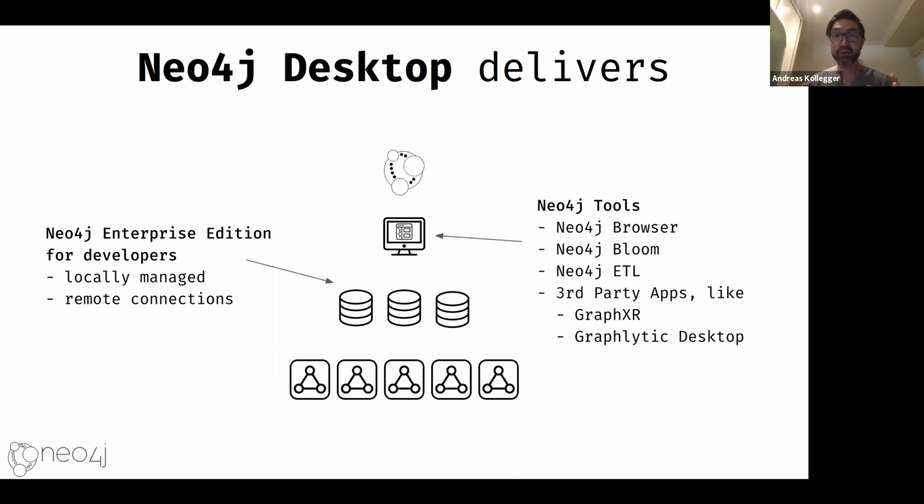But primarily the job of Desktop is to deliver software, where that software is either the database itself, but also tools that work with the database. Our primary tools are, of course, Neo4j Browser and Neo4j Bloom, Neo4j ETL, which is pretty fantastic for getting data into Neo4j, but also a growing list of third-party applications from our friends at GraphXR or Graphalytic, and others building apps that work with Neo4j. So it's a nice way to get started and get a good set of tools for working with databases generally, and then going on to production systems if you'd like to.